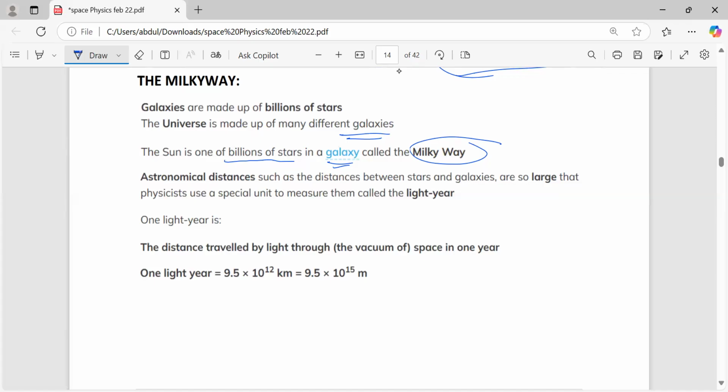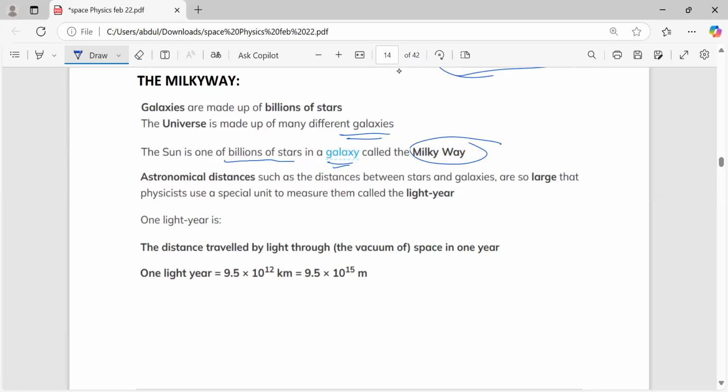Now one very important thing is going to come in front of you, which will come in paper 2 and comes in paper 4 very frequently. What is that? Astronomical distances. Astronomical distances mean very, very large distances, such as the distances between the stars and galaxies, which are so large that physicists use a special unit to measure them called a light year.